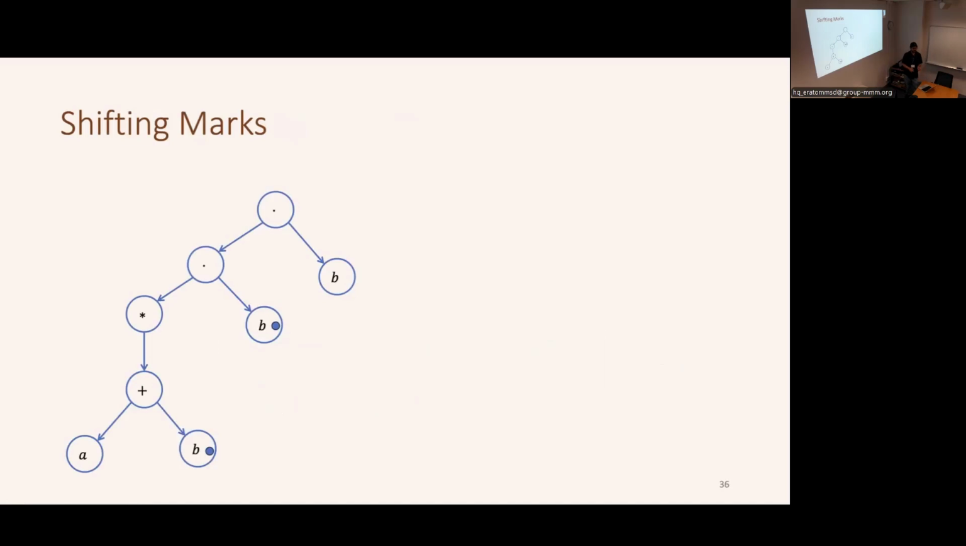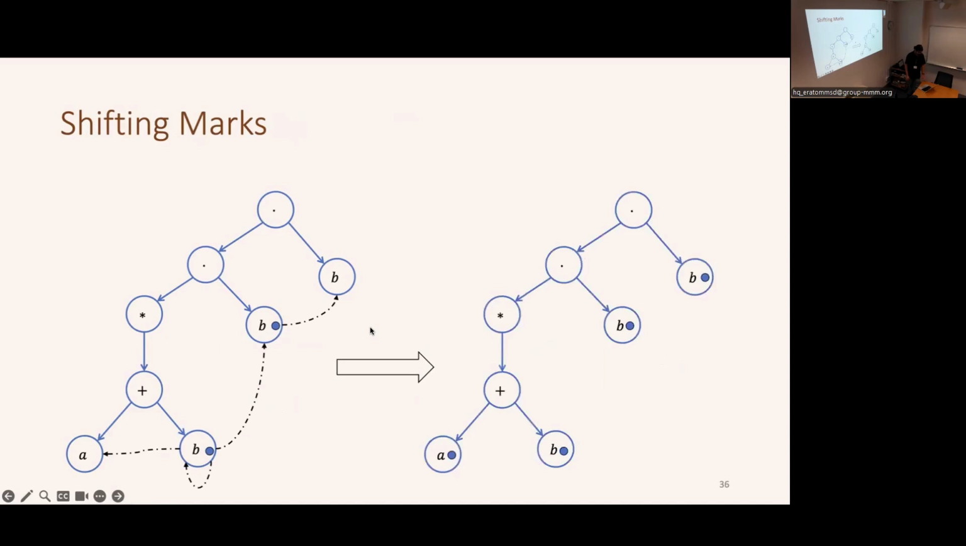The next part is shifting marks. What I mean by that is doing something like this. For this B, these are the possible next states as shown by these dotted arrows. So when I do this shift operation, I put tokens on these next states. And this is what the shift operation is supposed to do.